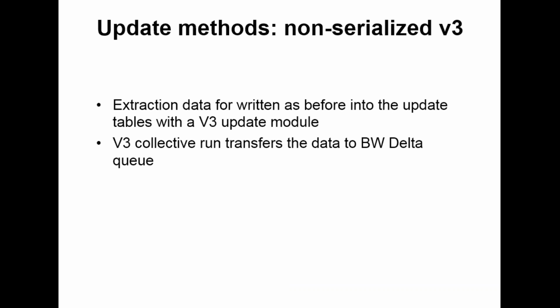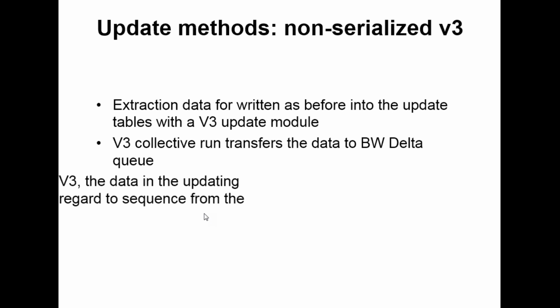It is having the movement type. So each movement has a different type. Based on that movement type, we can consider what is happening and how it is moving that particular material. So that will make sure, right? For that kind of data where serialization is not required, we'll use this non-serialized V3 update.